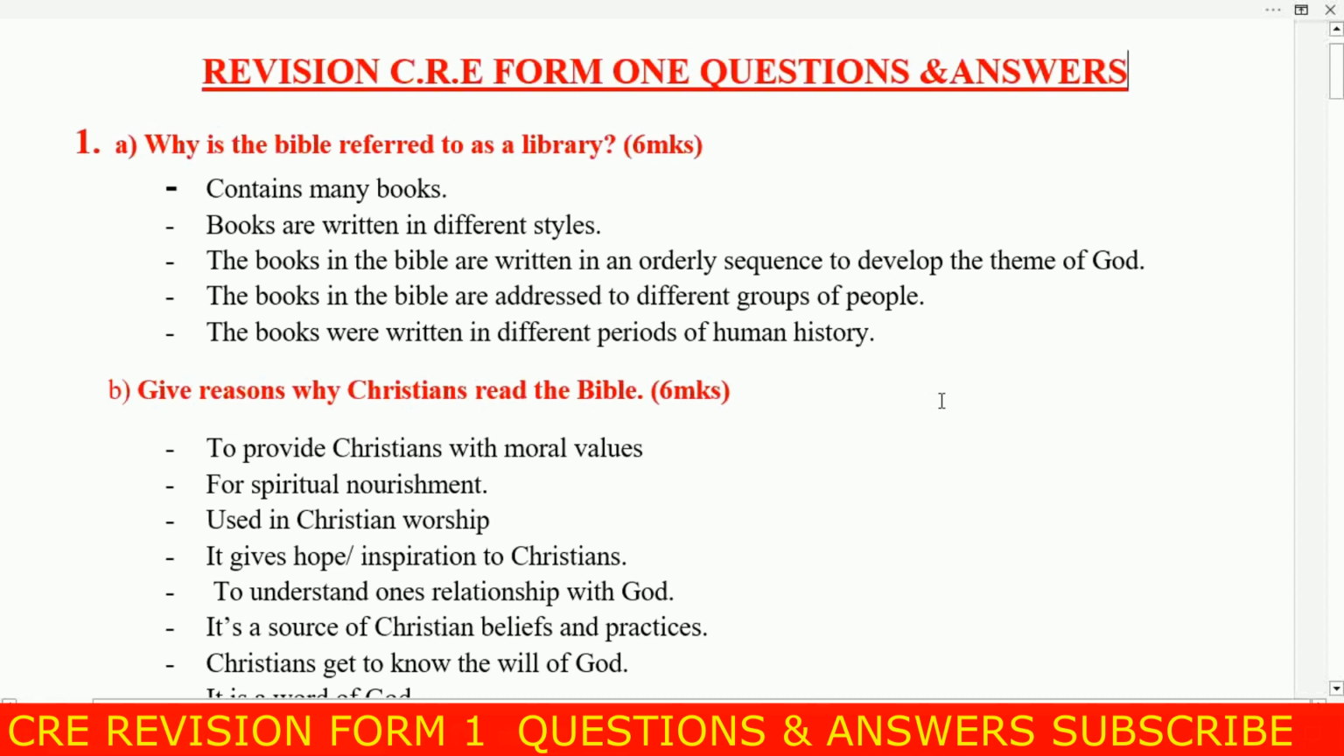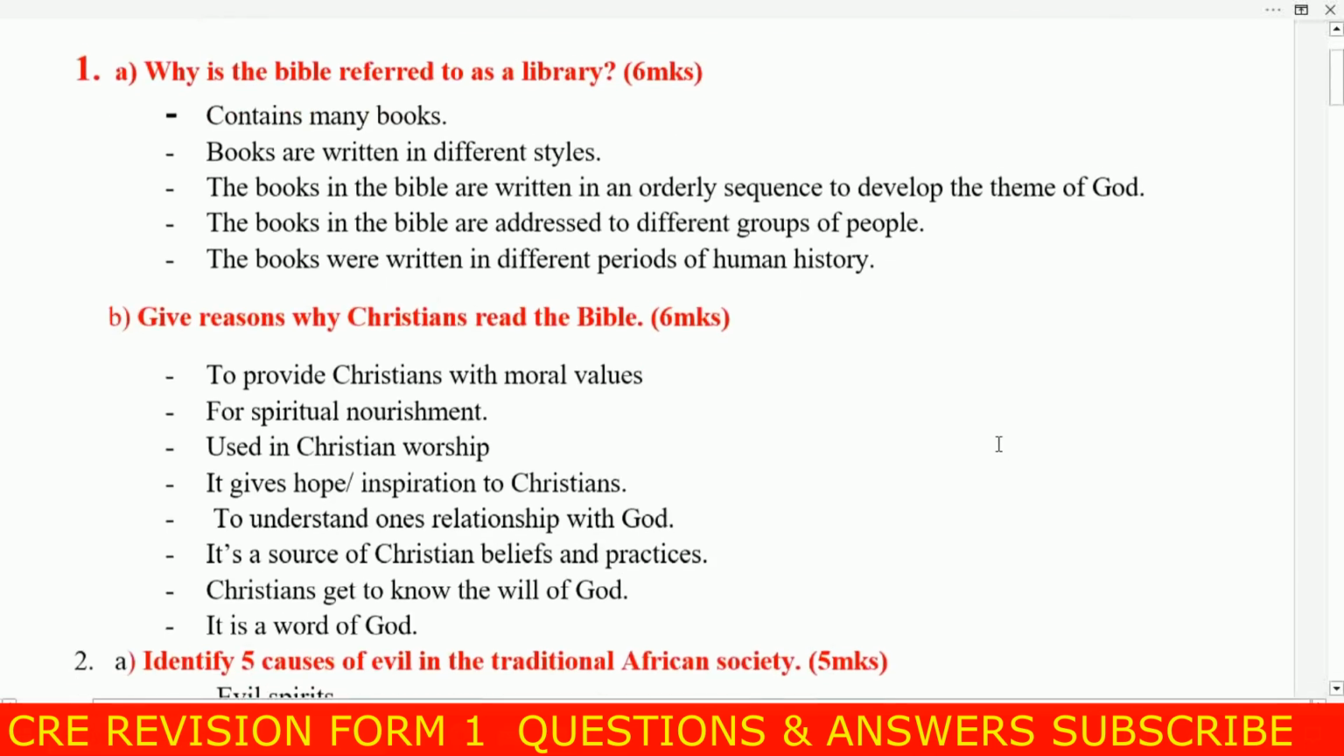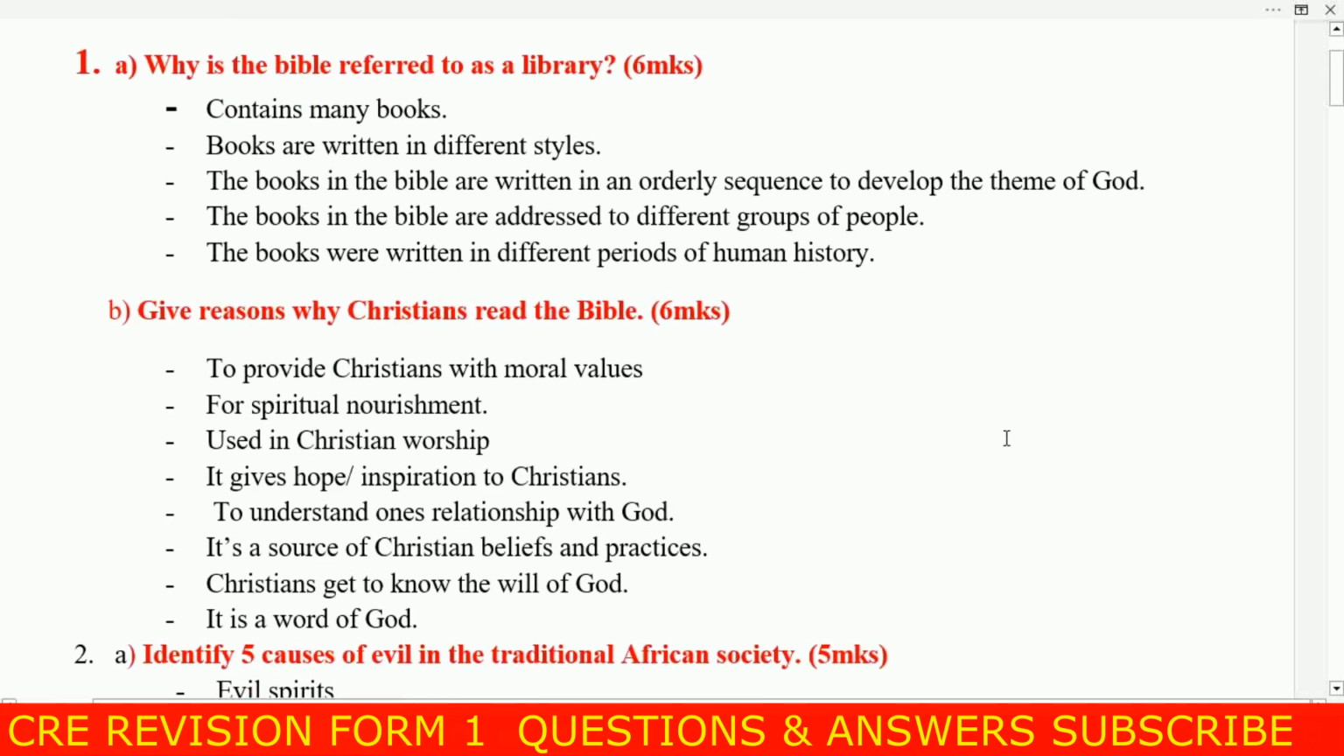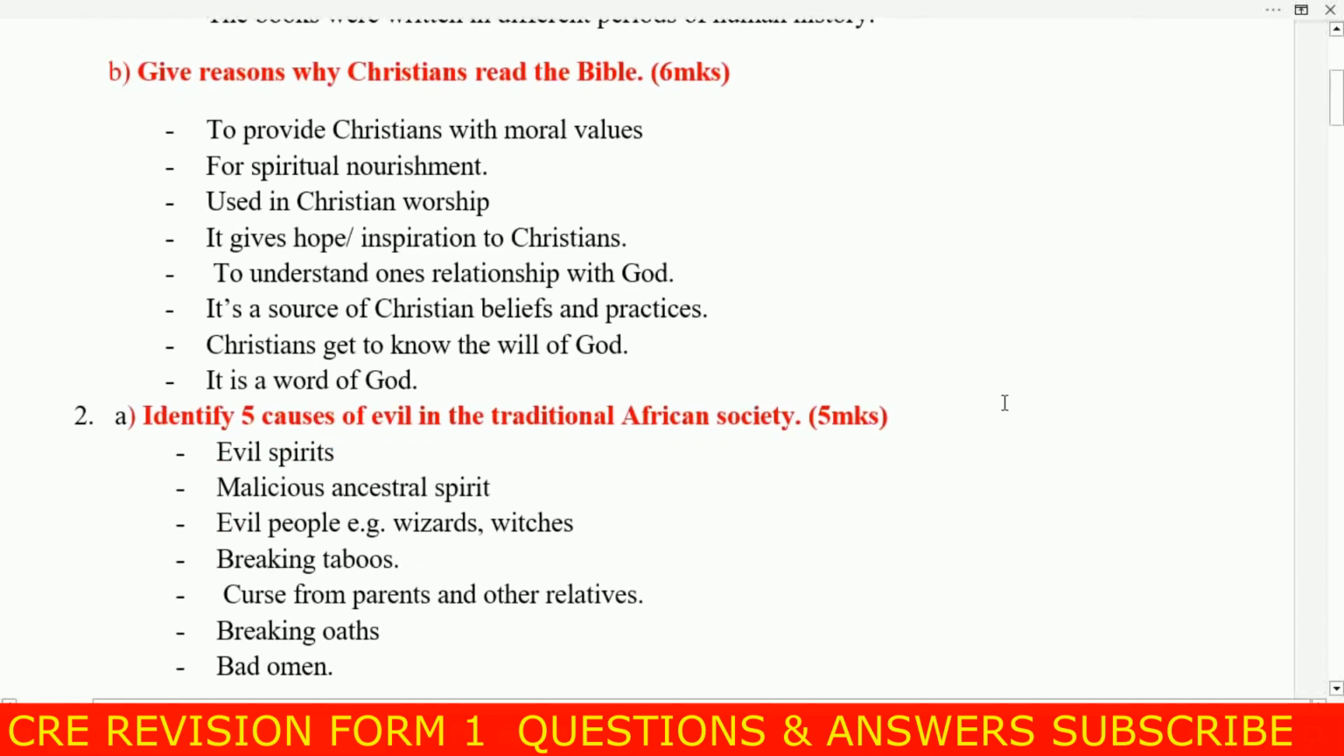Number 1, to provide Christians with moral values. Number 2, for spiritual nourishment. Number 3, used in Christian worship. Next, it gives hope and inspiration to Christians. Next, to understand one's relationship with God. Next, it is a source of Christian belief and practices. Next, Christians get to know the will of God. Next, it is the word of God.